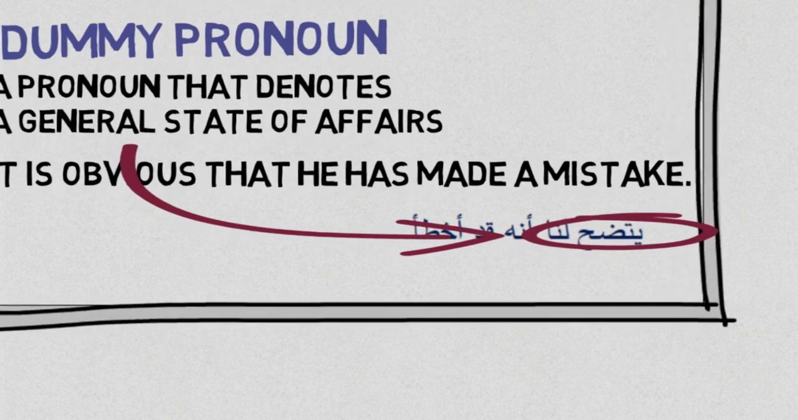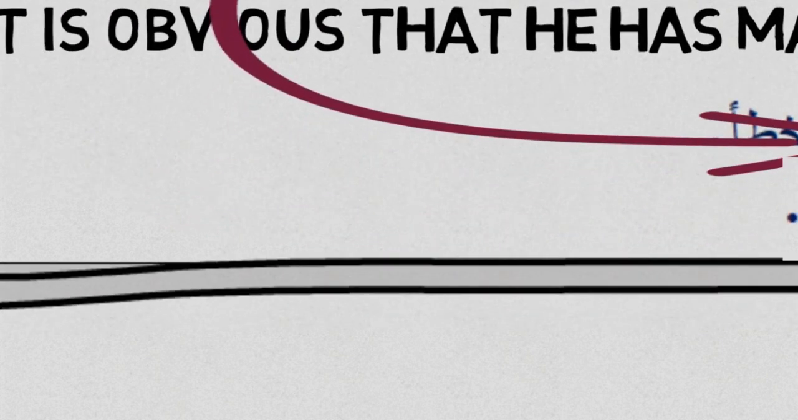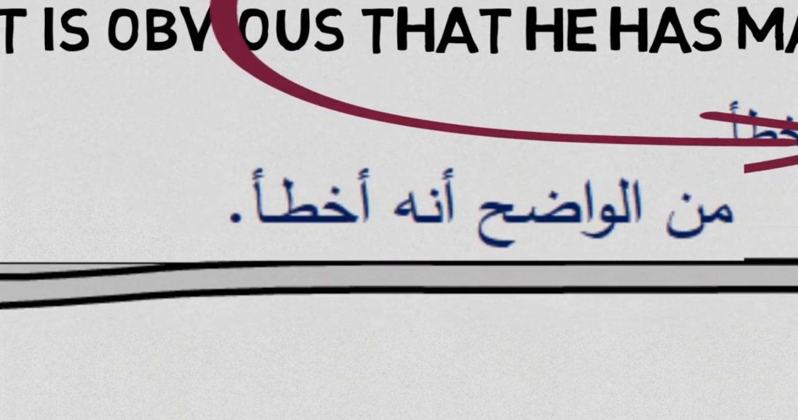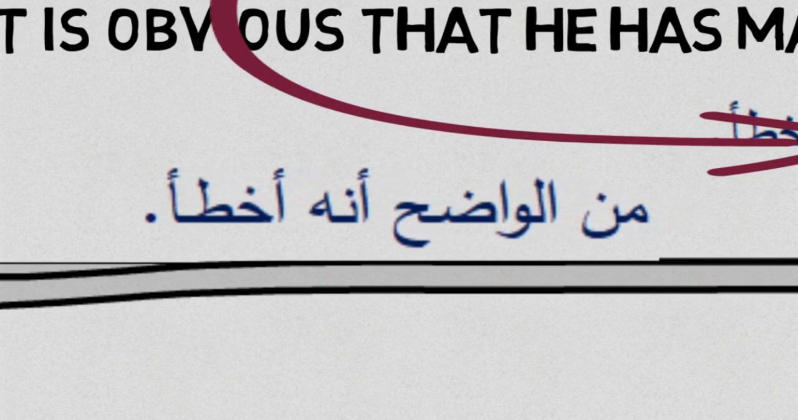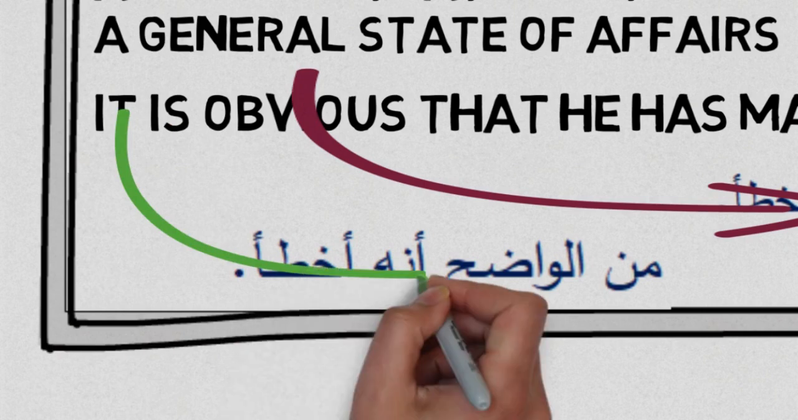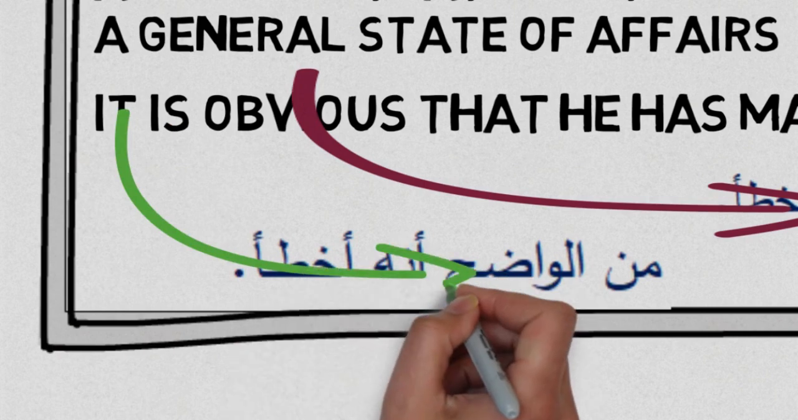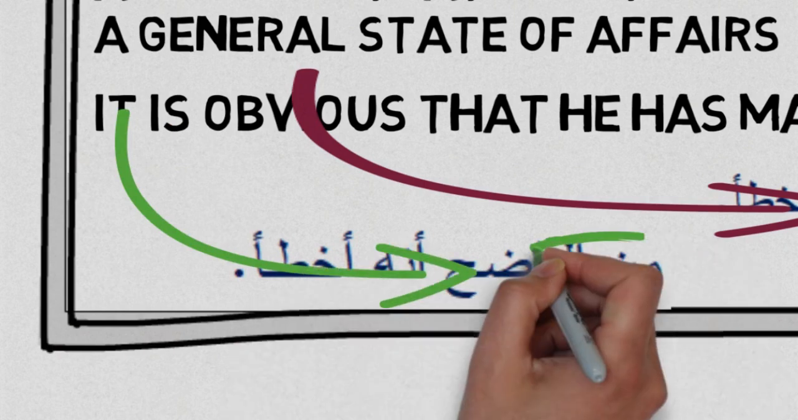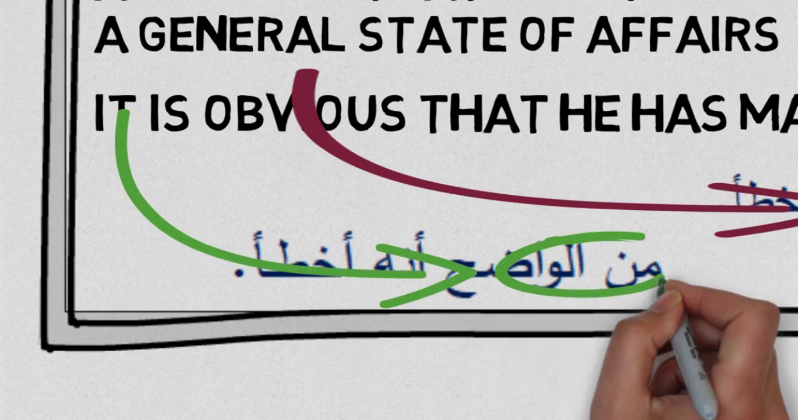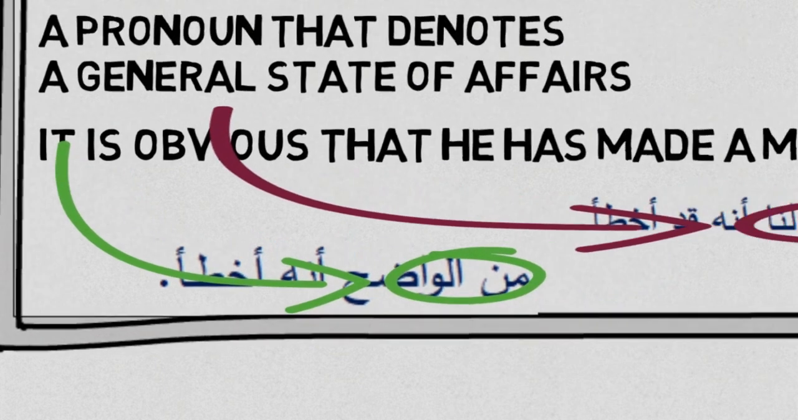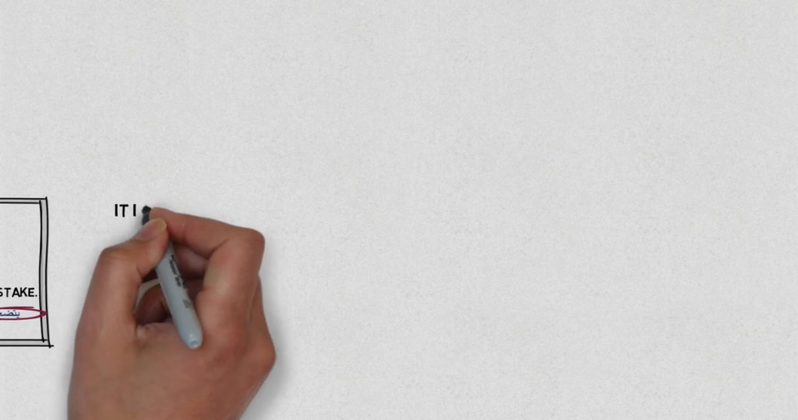So we can say يتضح لنا أنه قد أخطأ. So we change the adjective obvious into a verb and we drop the pronoun. We can also use a phrase introduced by the preposition من in Arabic followed by an adjective. من الواضح أنه أخطأ.